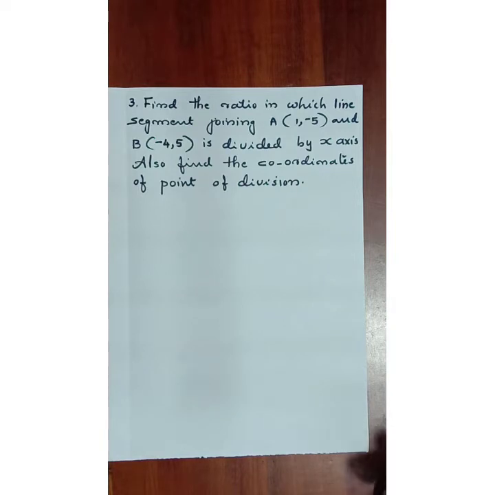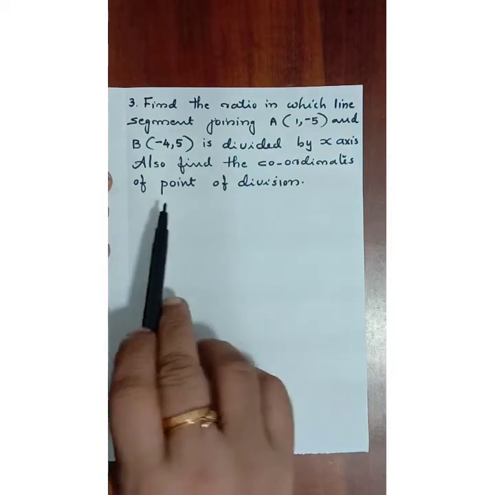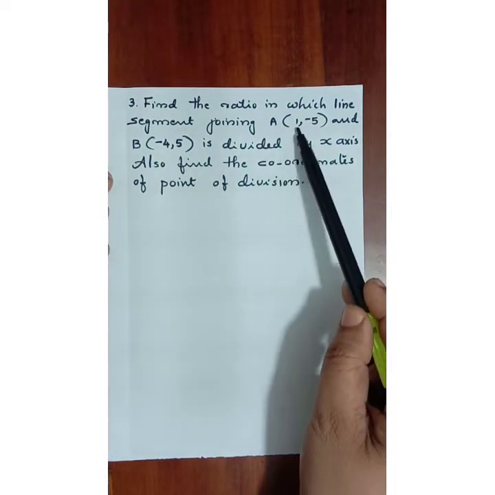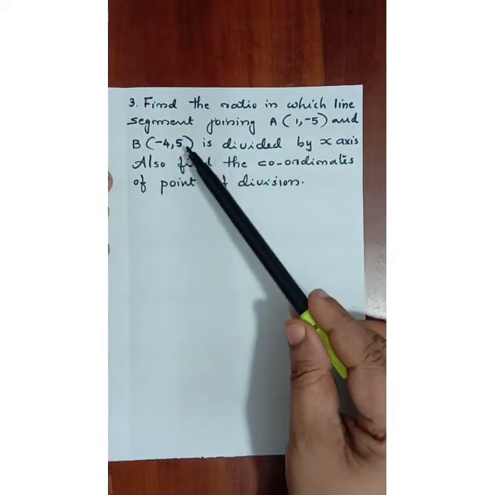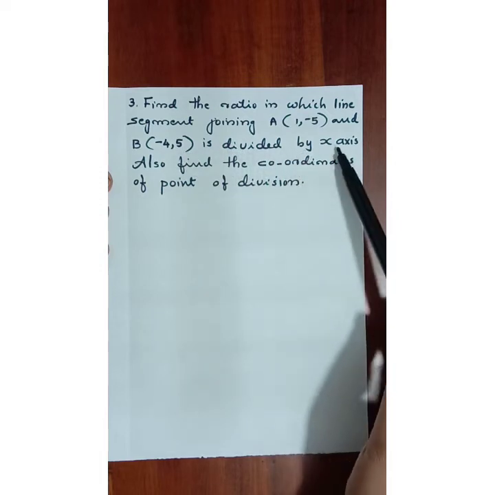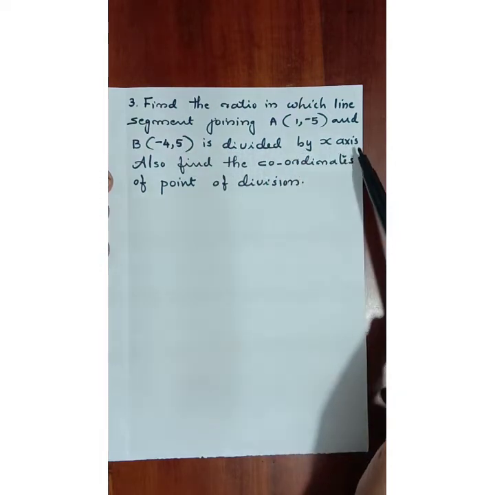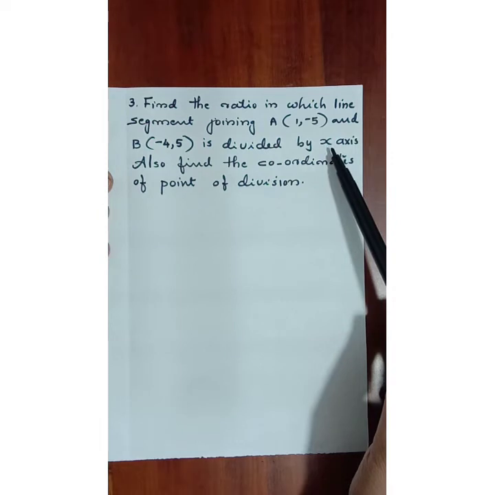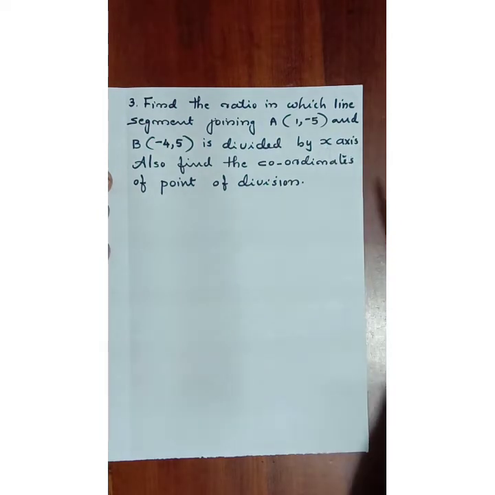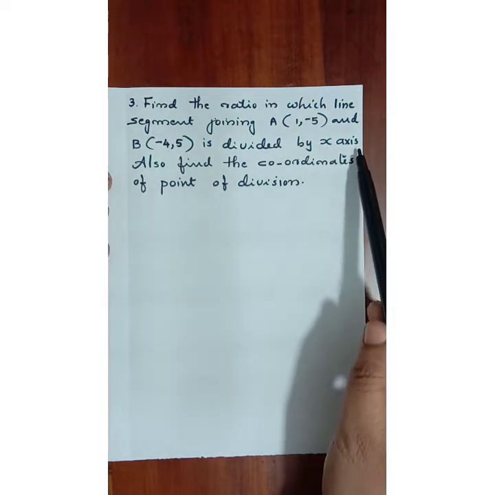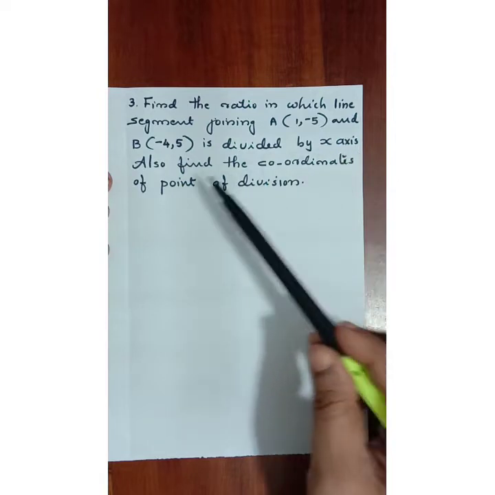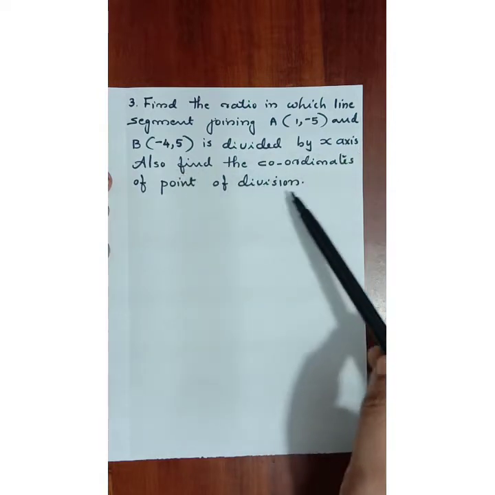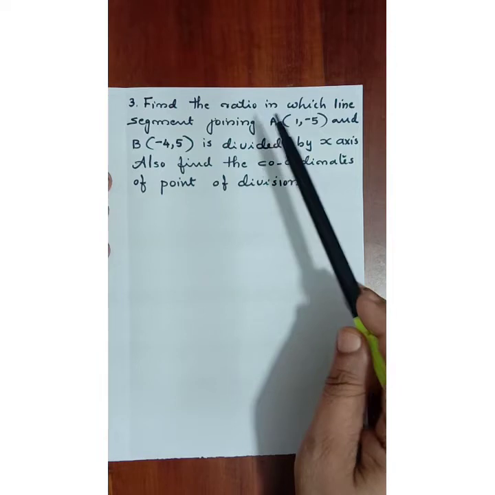Find the ratio in which the line segment joining A(1, -5) and B(-4, 5) is divided by the x-axis. Here the line has first point (x1, y1) and second point (x2, y2), divided by the x-axis. On the x-axis, the x coordinate will be there and the y coordinate will be 0. So (x0, 0) is the coordinate on the x-axis. Also find the coordinates of the point of division.